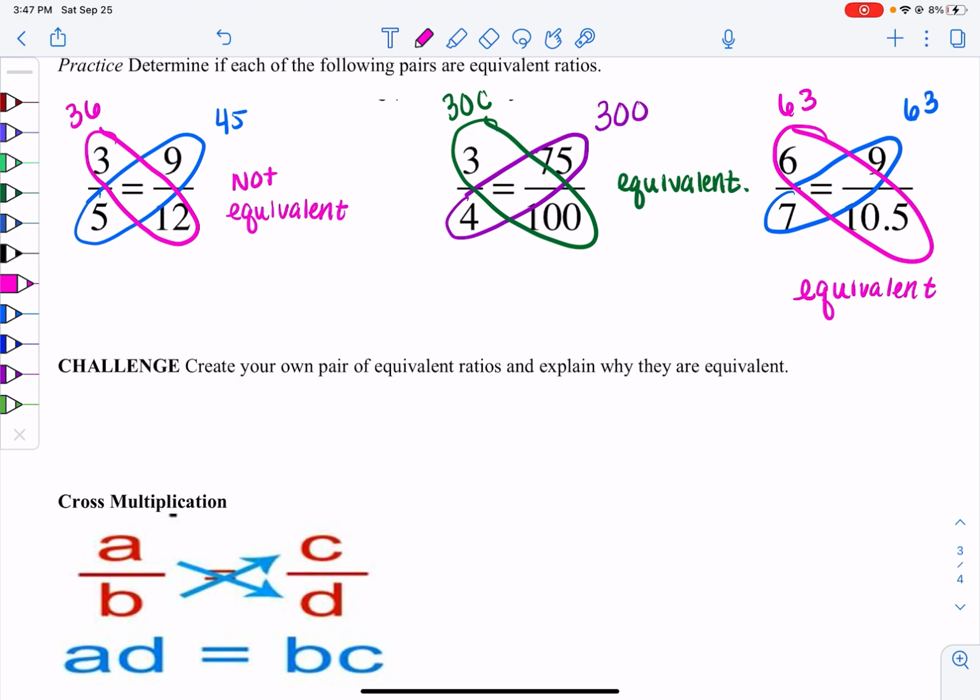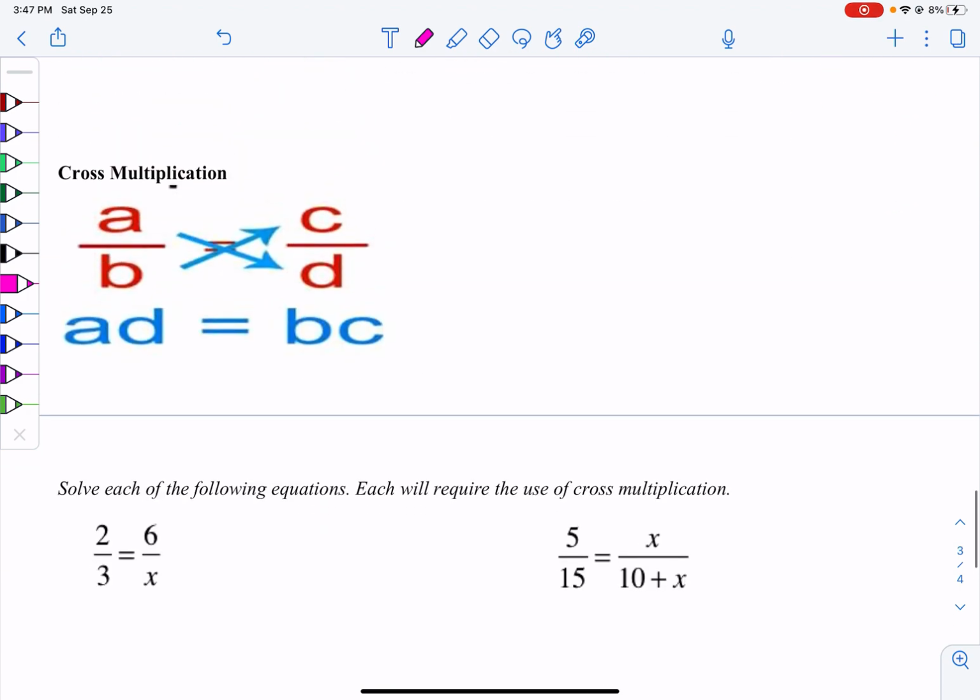Challenge: create your own pair of equivalent ratios and explain why they are equivalent. This is up to you to figure out and decide. All you're doing is making two fractions and then cross multiplying and telling me if they're equivalent. Okay? So, cross multiplication.